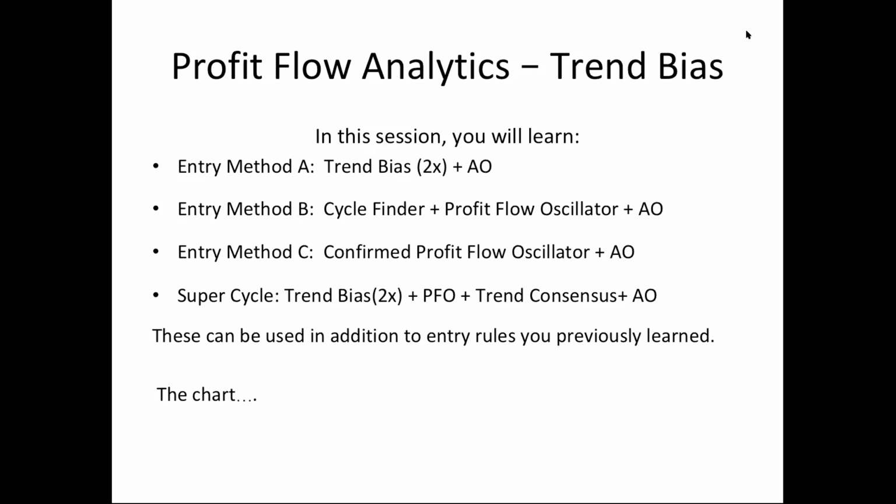A supercycle is identified as a trend bias. So you've got both of your trend bias indicators having crossed. The profit flow oscillator has to be aligned in the same direction. The trend consensus has to be aligned also in the same direction with a dark color print. So if trend bias is crossed down and profit flow oscillator is red, you have to have a dark red on the trend consensus. And then all of that has to agree with the AO.